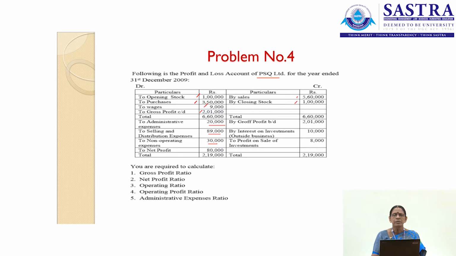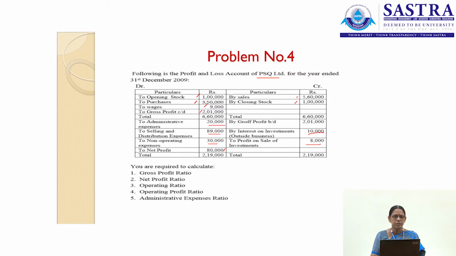Non-operating incomes will mean the incomes which are not related to your regular business, that is your income from investments 10,000, profit on sale of your investments, that is 8,000. So, all these are said to be non-operating incomes. Whenever we want to find out operating profit, these non-operating incomes which are already added must be deducted, because they should not be included in your profit. These non-operating expenses which are already deducted must be added. So, that will be the operating profit.